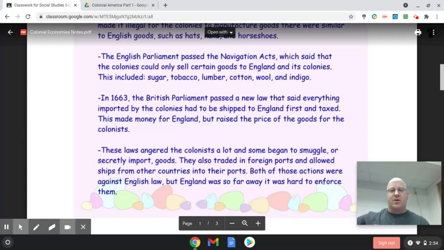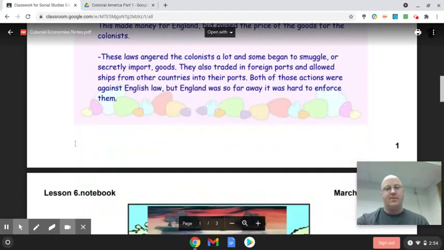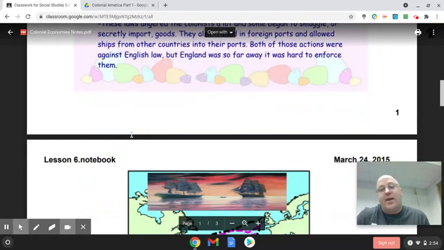Foreign ports means other countries. And they also allowed ships from other countries into their ports. So both of those were illegal. So trading with other countries and smuggling goods in, both illegal. But England was about 3,000 miles away. So the colonists were like, we don't care. They really can't enforce those rules. So they just ignored them, even though England tried to find ways to make money.